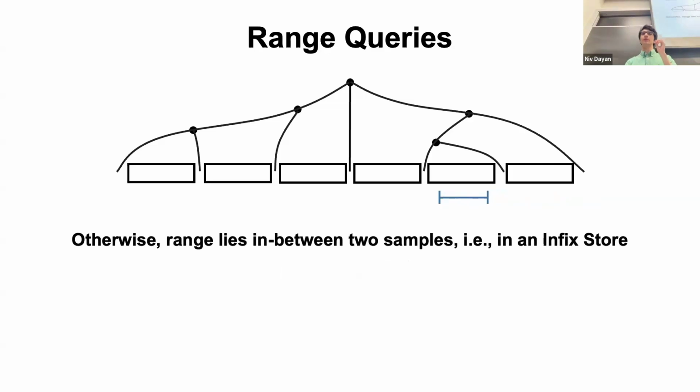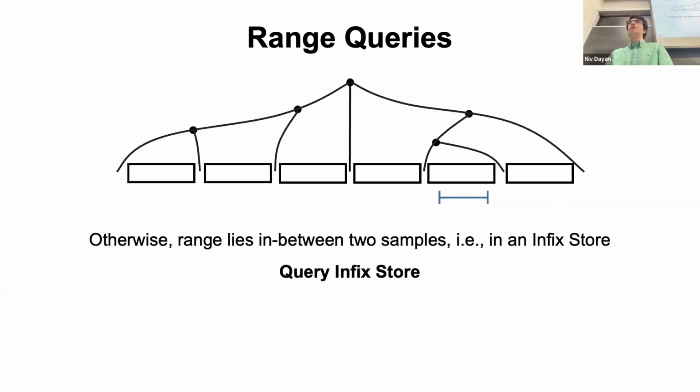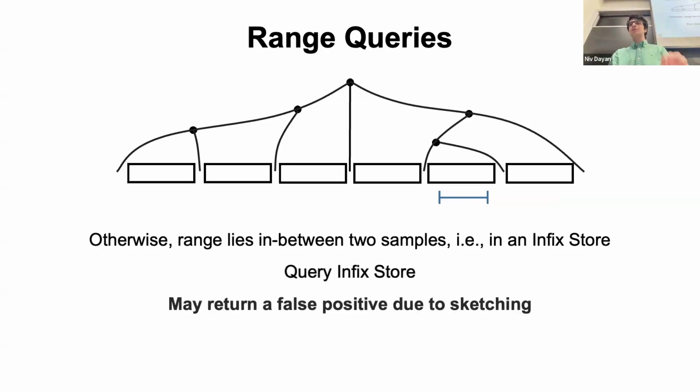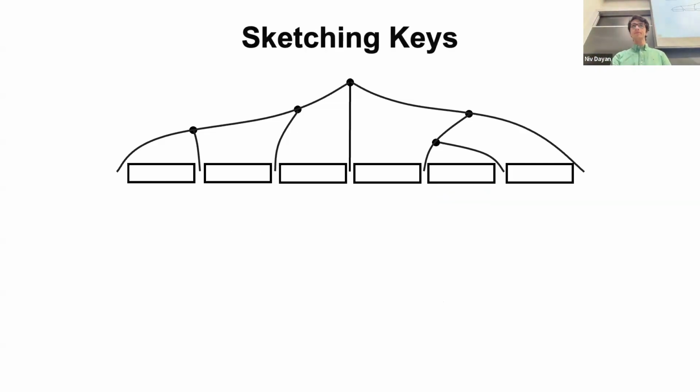If that doesn't happen, then your range lies in between two samples, which is pretty much the same as inside of an infix store. In this case, you're simply going to query the infix store. This is really where you might get false positives, because you were sketching the keys in between the samples. That's where the approximateness and the filter land comes into play. So I'm first going to describe how you can sketch the keys, and then I'm going to describe the data structure that you're going to use to store these sketches.